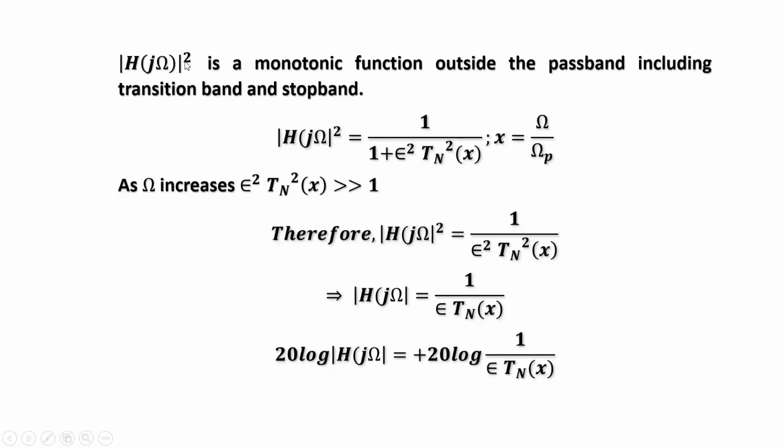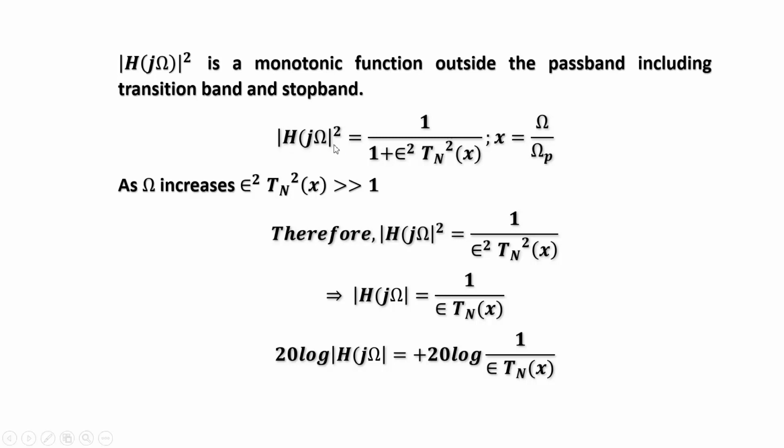Now we know that |H(j omega)| square, the square magnitude response, is a monotonic function outside the passband. We know that for type 1 filters, the square magnitude response is monotonic outside the passband, and it has equiripple behavior inside the passband. Outside the passband means going from the transition band to the stop band, both these bands included. In the passband, it will be ripple behavior. In the transition band and in the stop band, it will be monotonic behavior.